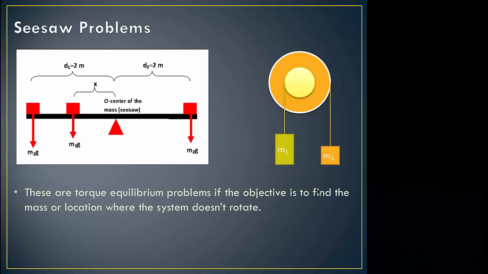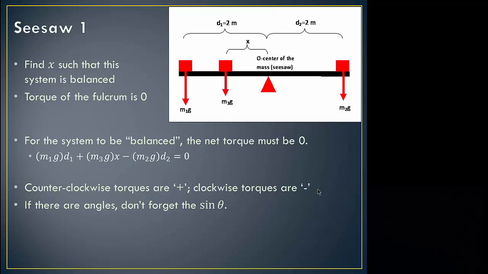So these are two examples of seesaw problems. The left one is clearly a seesaw problem. It's a bar and there are masses on each side. The one on the right is actually a pulley problem, but we're looking for a situation where those two masses are going to be balanced. And it is still a seesaw problem in that I have a force being applied at a distance from the axis of rotation. So let's look at this first problem.